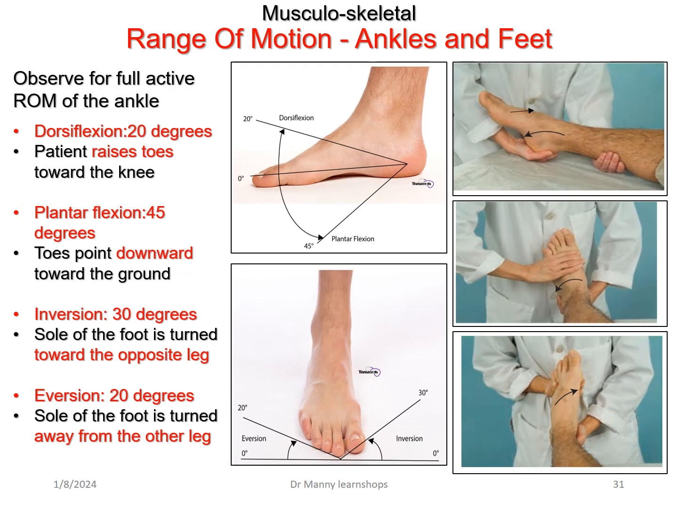When it comes to range of motion of the ankles, you observe again full active range of motion of the ankle. Dorsiflexion 20 degrees, patient raises the toes towards the knees. Plantar flexion 45 degrees, the toes point downwards towards the ground. Inversion, the sole of the foot is turned towards the opposite leg 30 degrees. Eversion, the sole of the foot is turned away from the other leg 20 degrees, as indicated in the diagrams.